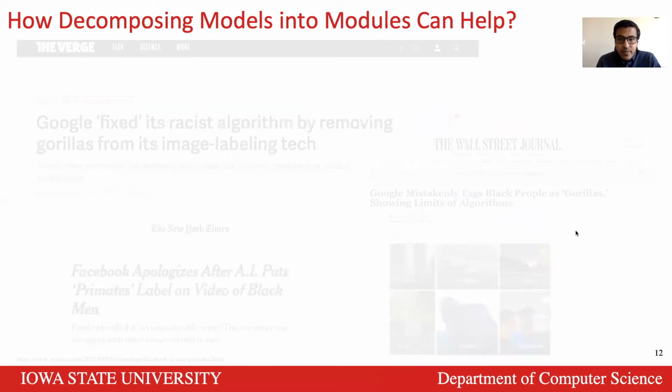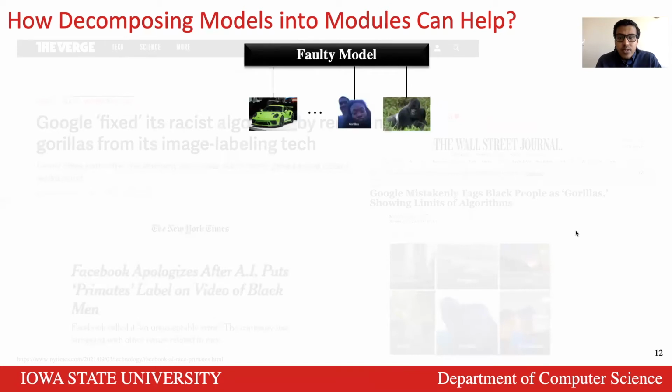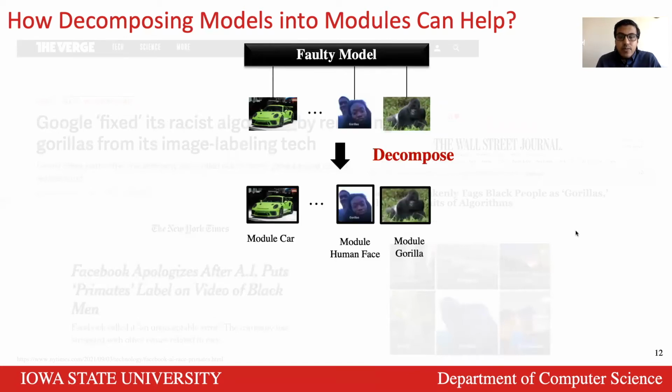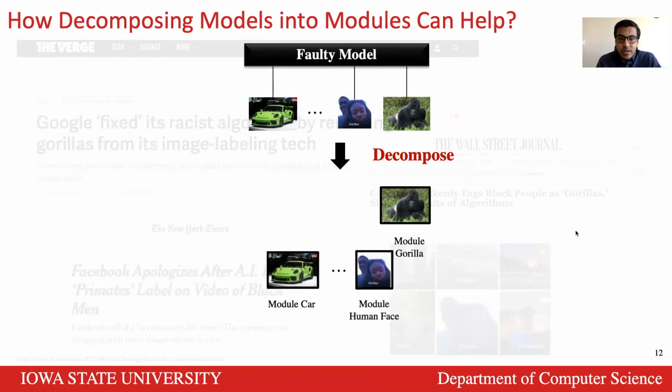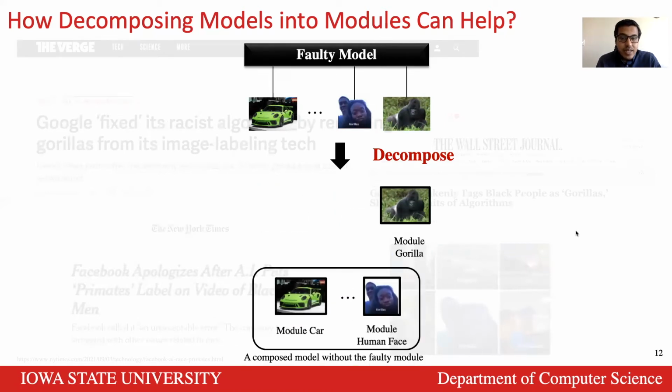Or we can even decompose the faulty model into modules and remove the gorilla module from the collection, which is exactly similar to what Google did to resolve the problem. Each solution that we propose has its own pros and cons and can be applied based on the available resources and the need.